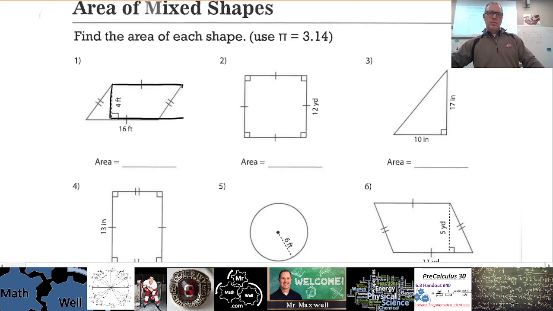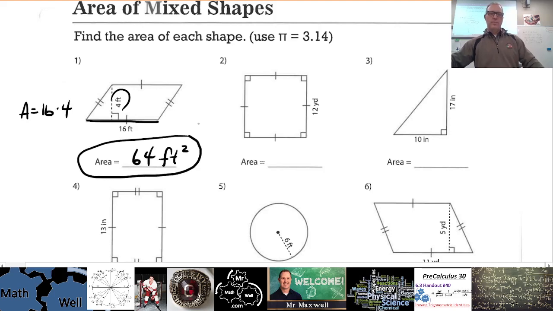check this out. You see, if I treat it as a rectangle, I can literally pull this space that's outside of the rectangle and I can put it right here to fill in this space, and it becomes the exact same as a rectangle. So that's why you can just do base, and here's the base that's given, times height. So the area is 16 times 4, and that's going to be 64. That's going to be 64 feet squared. Okay? The base times height.